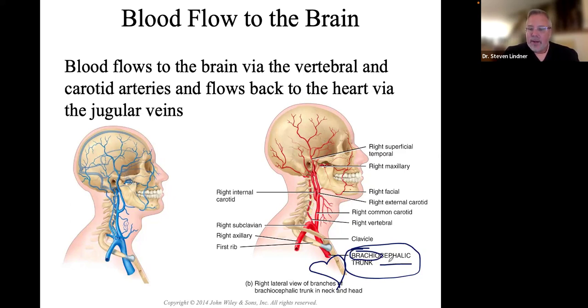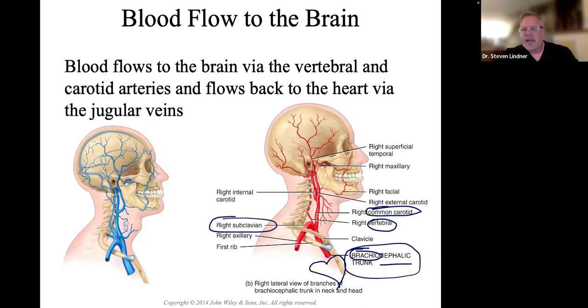So the brachiocephalic, there's a brachial portion that's going to go down the arm, and then there's a cephalic portion that comes upward to feed the head. The two main branches that bring blood, oxygen, and glucose into the brain are the vertebral artery and the common carotid artery. The vertebral artery comes up and goes through the transverse foramen of those cervical vertebrae.